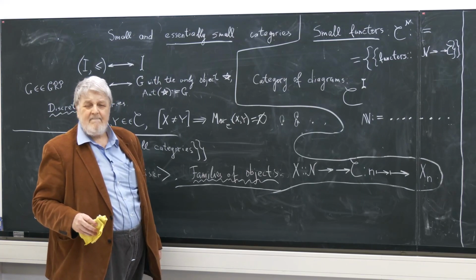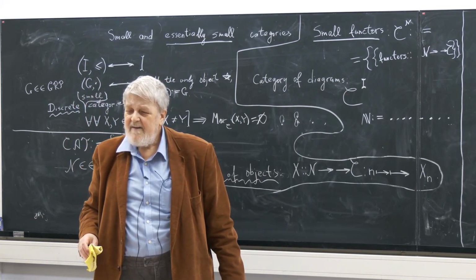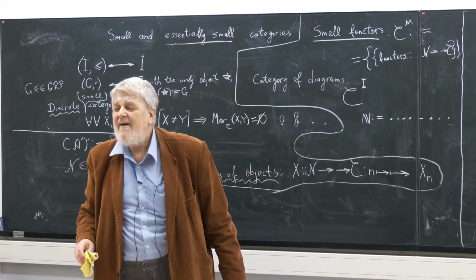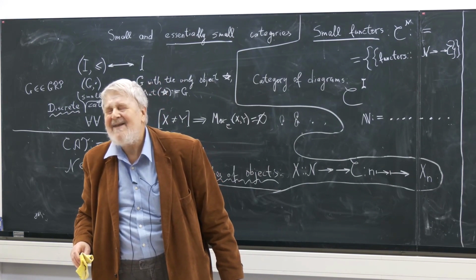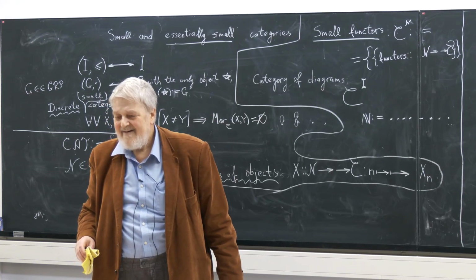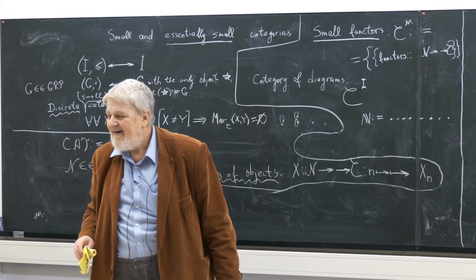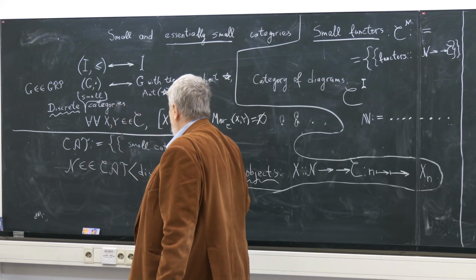Just a small question. In the definition of a discrete category, does not equality mean not isomorphic or not equal? Sorry, say it again. A bit louder, please. In the definition of a discrete small category, not equality between x and y means not isomorphic?